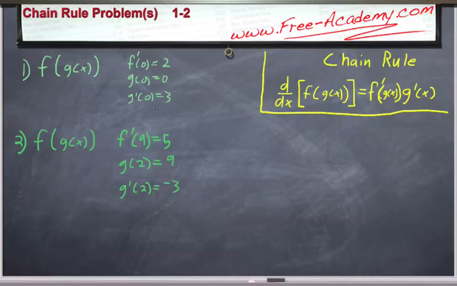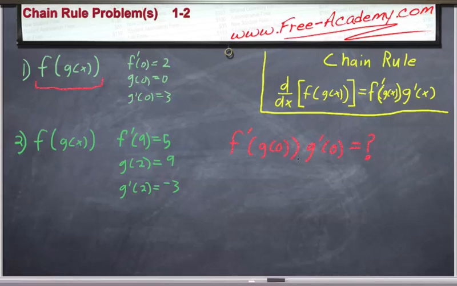So, we're given here problem 1, the values f prime of 0 equals 2, g of 0 equals 0, and g prime of 0 equals 3. And it's asking us to find the derivative of f of g of x. So we'll put everything into our formula here and see how this all rolls. For starters, we're going to have f prime of g of 0 times g prime of 0. We're looking for the value of that.